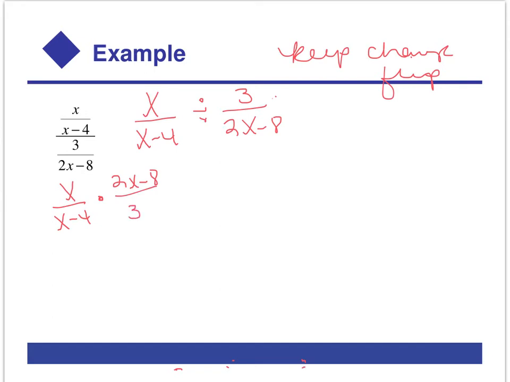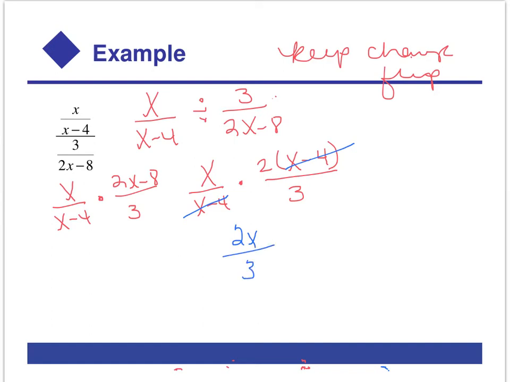Then we're going to factor. So now you're going to have x over x minus 4 times, we're going to factor out a 2, so I get 2 times x minus 4 over 3. And then we're going to start canceling out anything that we can cancel. So now I wind up with 2 times x over 3. And that is our final answer, 2 times x over 3. And we're done.